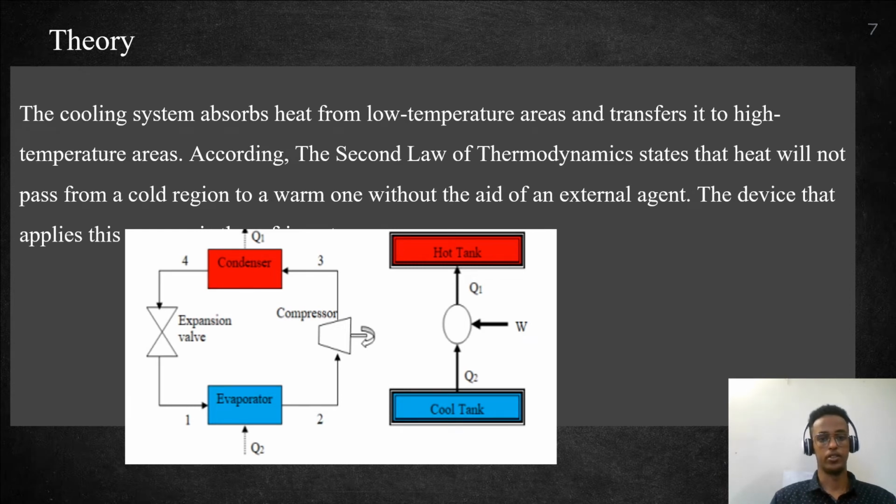And finally, the theory. The cooling system absorbs heat from low temperature areas and transfers it to high temperature areas. According to the second law of thermodynamics, heat will not pass from a cold region to a warm one without the aid of an external agent. The device that applies this process is the refrigerator.